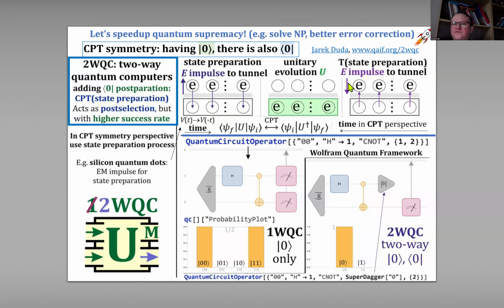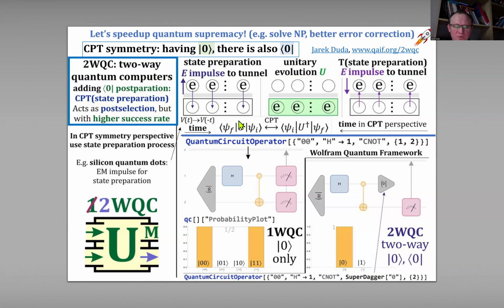For example, if here we just perform impulse for state preparation, this silicon quantum dots approach, we just need to perform the opposite impulse at the end. And from the perspective of CPT symmetry, we have performed the original state preparation. So I don't see any reason why it shouldn't be possible, but you just need to use these symmetric formulations. So not just Schrödinger, but later Feynman path integrals, where we fix initial and final values, and like in the scattering matrix, we assume a Feynman ensemble of possibilities between them.